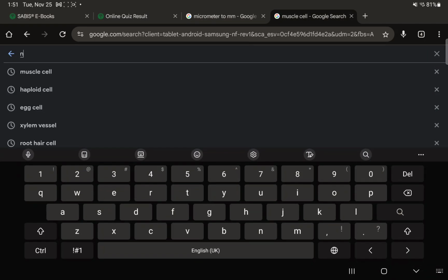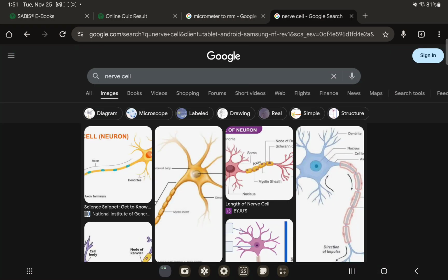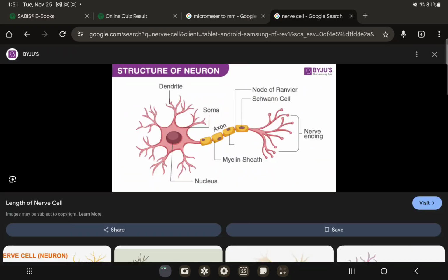So here, nerve cell. Like I said before, the dendrites, these things, are what receive the message from other cells, which then goes through the cell body, through the axon, and goes out in the nerve endings or the axon terminals into the next cell or into the tissue and organ that it's sending the message to.